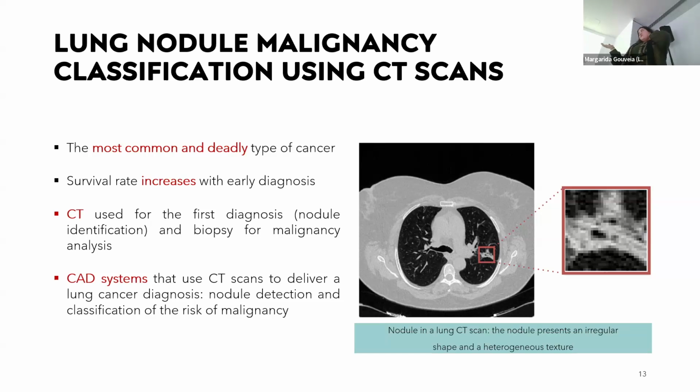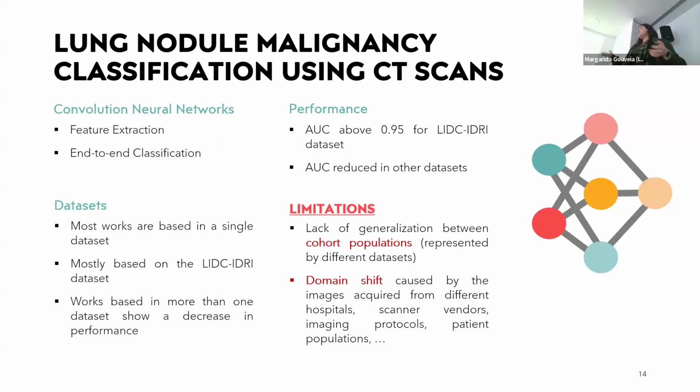So we can have CAD systems that can help in both detection and the classification of the risk of malignancy. I work mostly with the classification task. Looking at the classification task, the state of the art is mainly based on CNNs. They are used for feature extraction or in end-to-end classification, and they reach high performance.